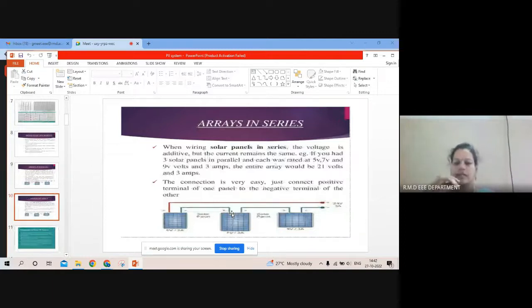And this diagram shows you how the panels are connected in series. We all know that in a series connection, voltages get added, but the current remains the same. So if you consider the same rating of a PV panel as 6 volts and 3 amps, the total output of the entire panel after having 3 panels in series will be 21 volts and 3 amps.